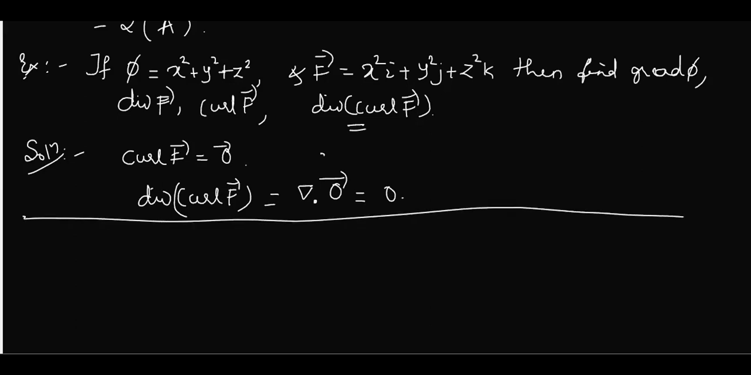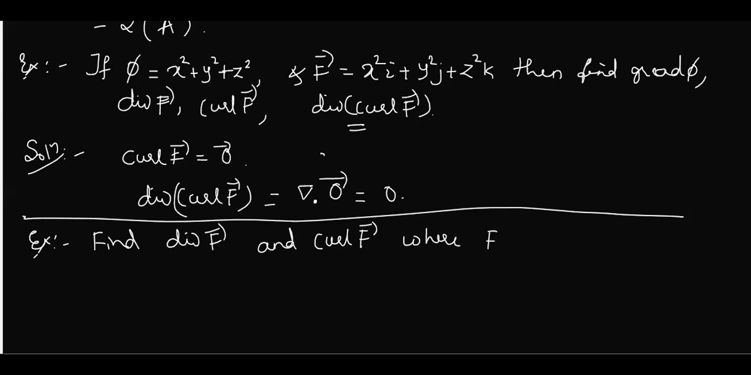Let me take one more very important example. This is one of the favorite examples of question paper setters. Find divergence of f and curl of f, where f bar vector f is equal to del into bracket x cube plus y cube plus z cube minus 3xyz. So divergence and curl can be found for which quantity? Is it a vector or a scalar?